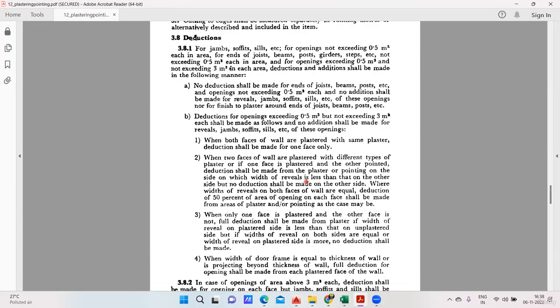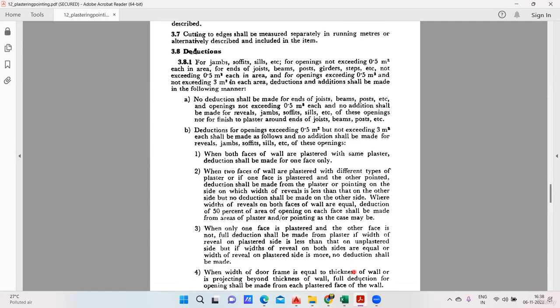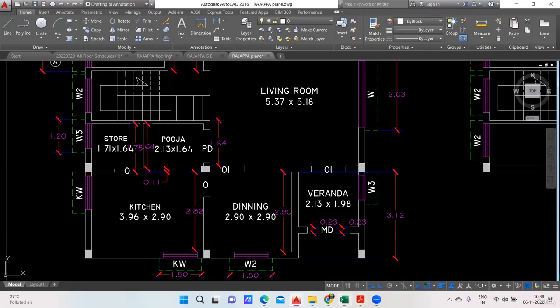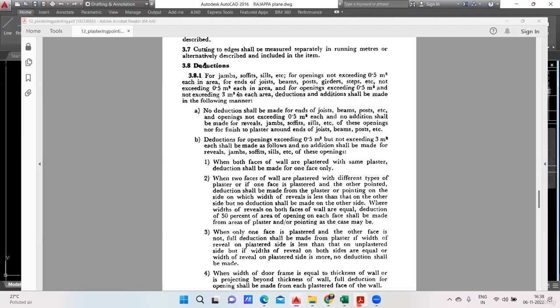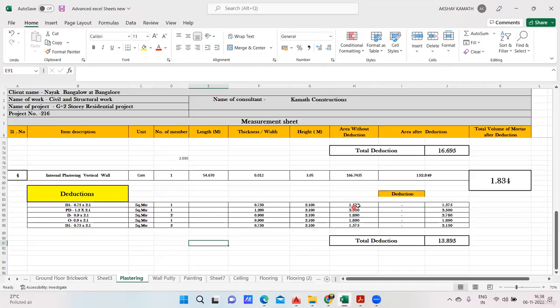Now for example, if your opening was less than 0.5, then you don't have to do any deduction. It's written here, see: no deduction shall be made for the end of joist, beam, post, etc. and opening not exceeding 0.5 square meter. This I already explained in one of the cases. For example, if instead of 1.575, let us consider it was 0.2. In that case, no opening means you just take it as zero value. Zero means you're not deducting. That means whatever area this deduction D1 is, I'll consider it to be nil. No deduction will be done because this 0.2 is less than 0.5. So no deduction will happen.